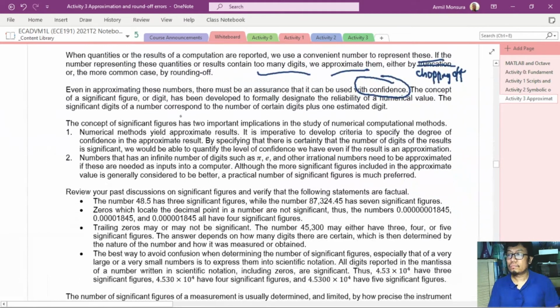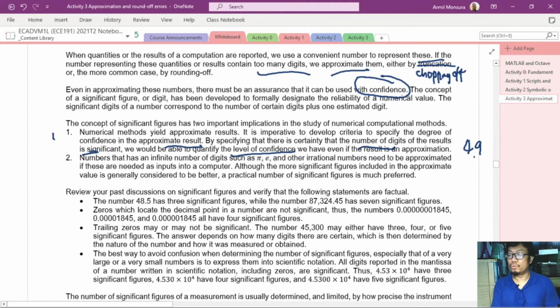Okay, so the concept of significant figures has two important implications in the study of numerical computational methods. One, since numerical methods yield approximate results, it is imperative for us to develop criteria to specify the degree of confidence in the approximate result. So that's one thing that I would like to emphasize with the earlier discussion. Okay, by specifying that there is a certainty that the number of digits of the results is significant, which in that case is yung 4 at saka yung 9 nga. Okay, we will be able to quantify the level of confidence we have even if the result is an approximate number or is an approximate result. Okay, so we will be able to quantify that confidence.